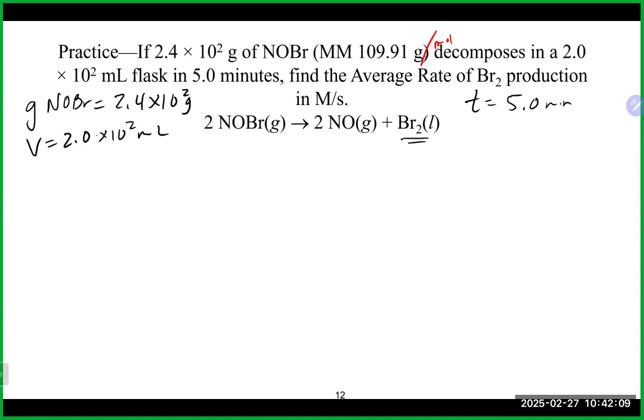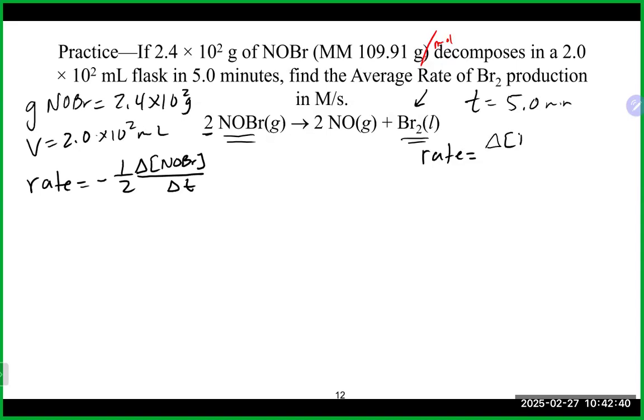So we could write our two rate expressions. Obviously, we have information about this one. The rate is equal to negative, because that's a reactant, 1 over the coefficient, the change in the concentration of NOBr over the change in time. We could also, while we're at it, write where we want to end up, which is the rate equal to, again, positive because Br2 is a product, so it should be increasing with time. The coefficient is 1, which means we don't need to put anything there, and that's going to be the change in Br2 over time. So we do have enough information to go into here.